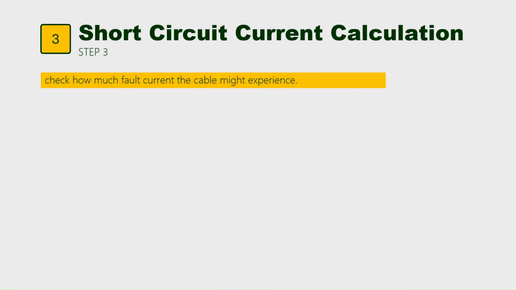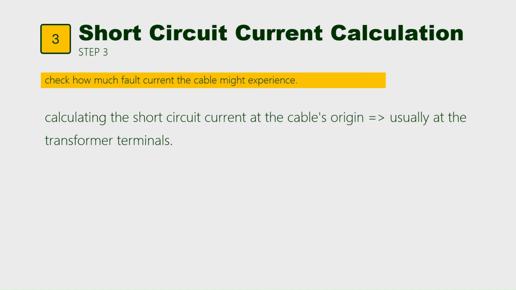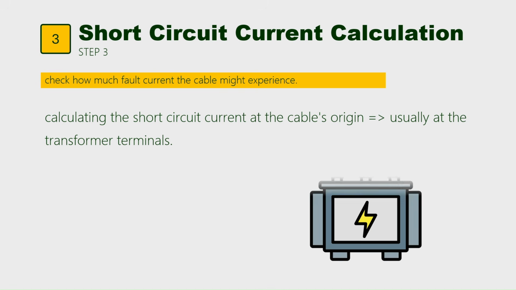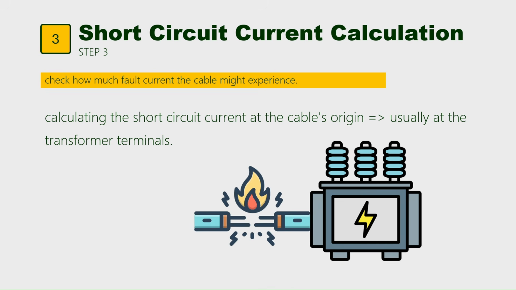Step 3. Short circuit current calculation. Now that we know our rated current, the next step is to check how much fault current the cable might experience. This is critical because during a short circuit, the current can rise to tens of times higher than the normal operating current, and the cable must survive that stress without damage. So, step 3 is all about calculating the short circuit current at the cable's origin, usually at the transformer terminals.